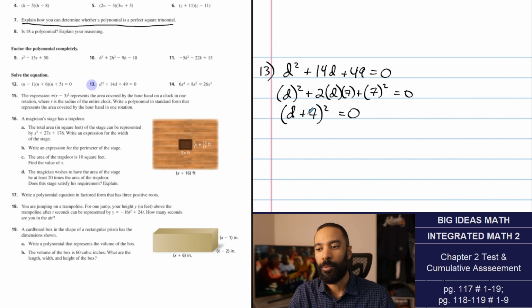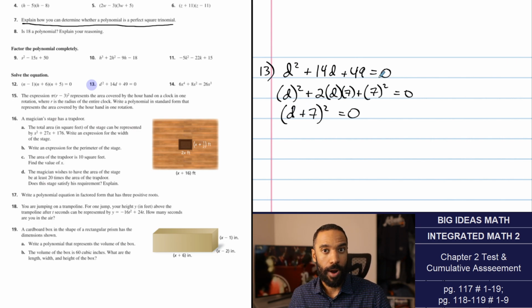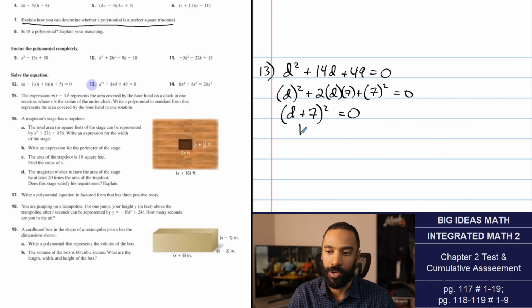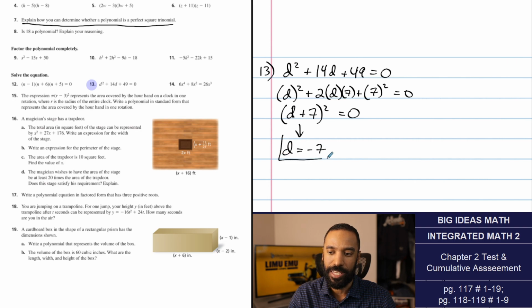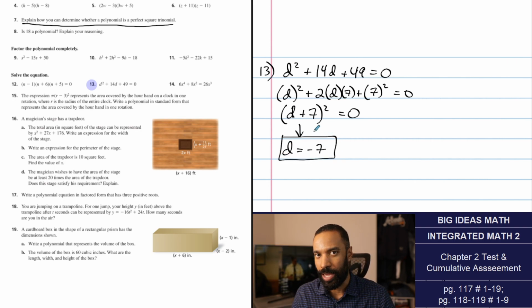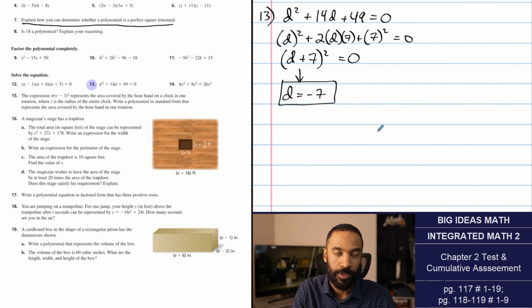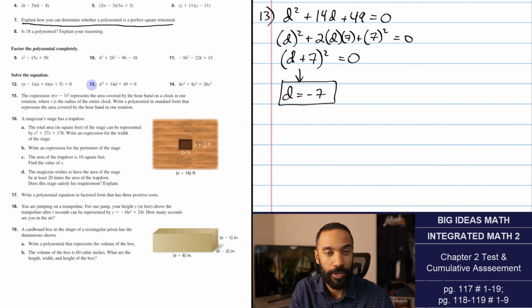Now, we're not done, but factoring helped create a product for us, or something times itself. The only thing we can square to get 0 is 0. Therefore, d plus 7 has to be 0. Therefore, d has to equal negative 7. One single answer and a repeated root, but that is the solution. It's the only value that will work in that case. And that is number 13, as a perfect square trinomial, a 2.3 question. Excuse me, a 2.7 question.